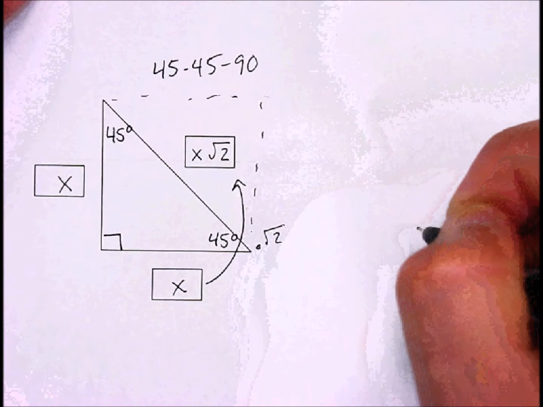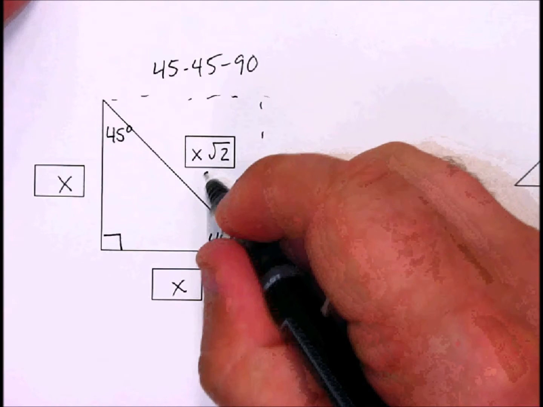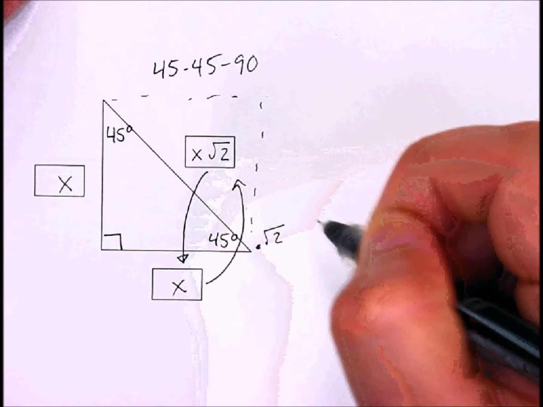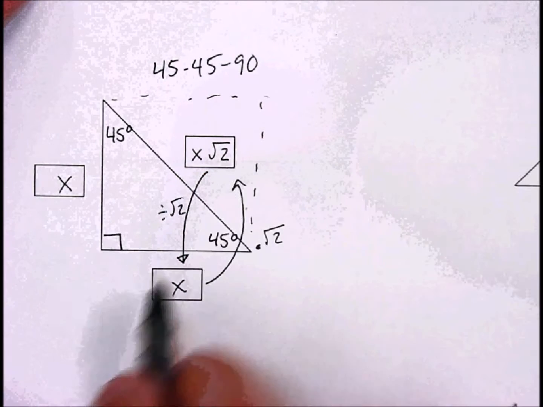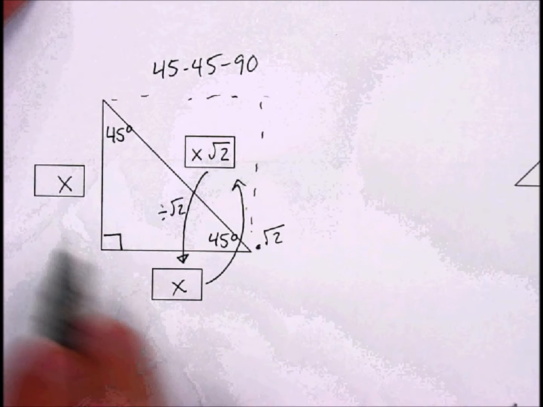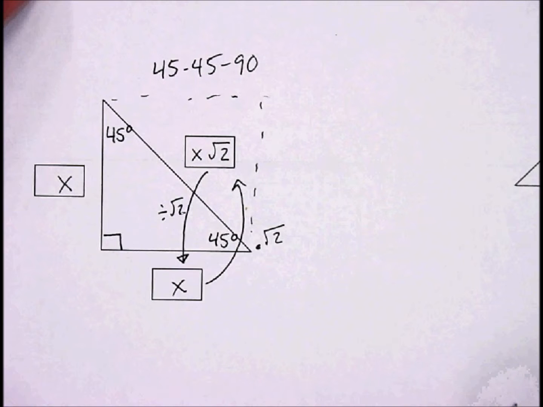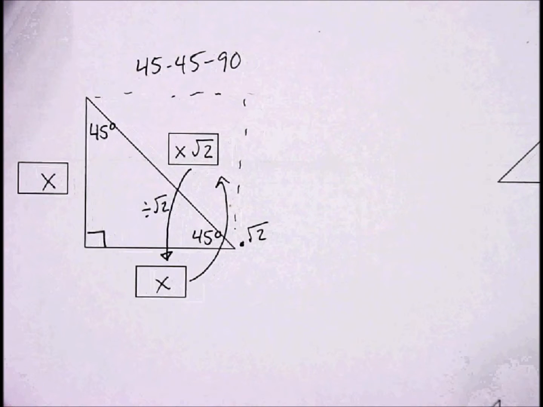So what would you do going the other way? What if I was given this number and I wanted to have that number? Well, I would divide by square root 2. Okay, same thing over here. And then these are going to be the same as each other. So let's try a couple examples.